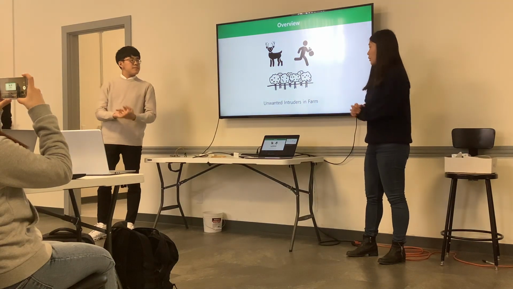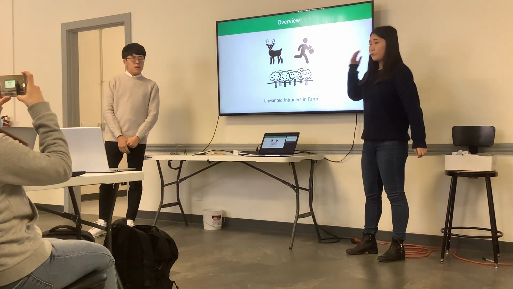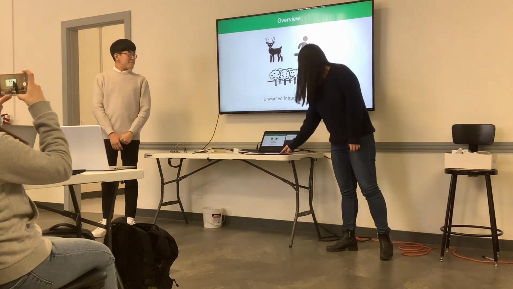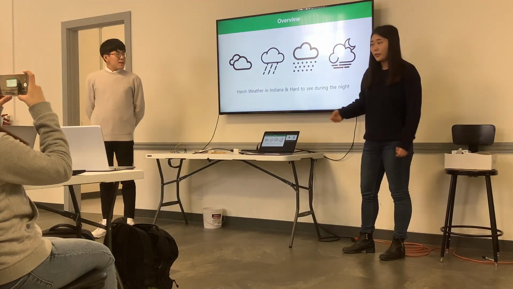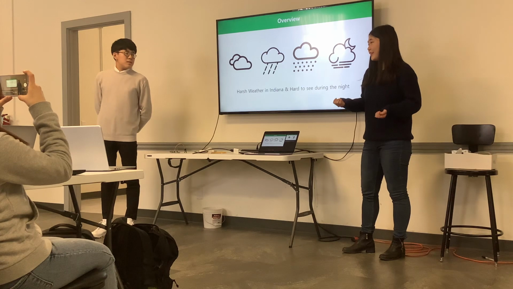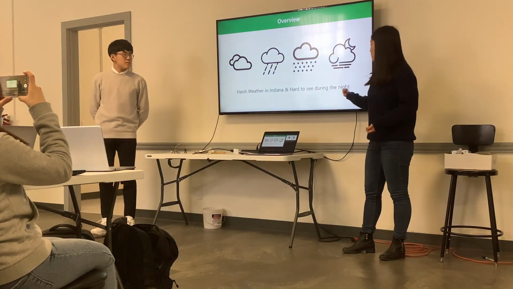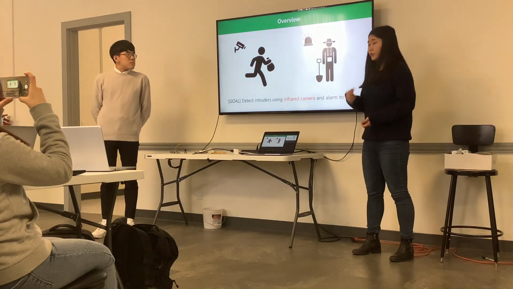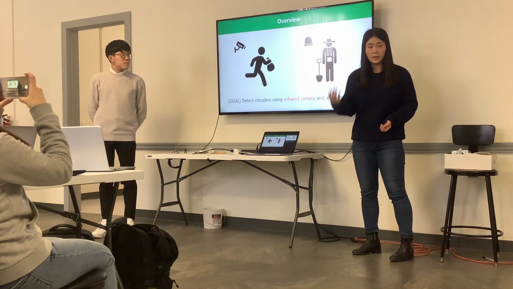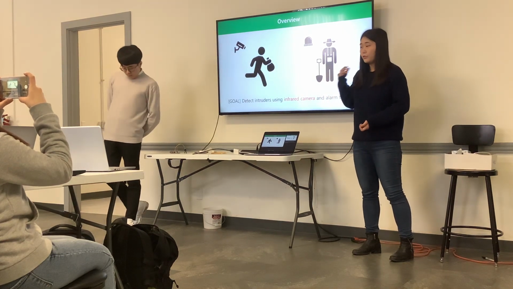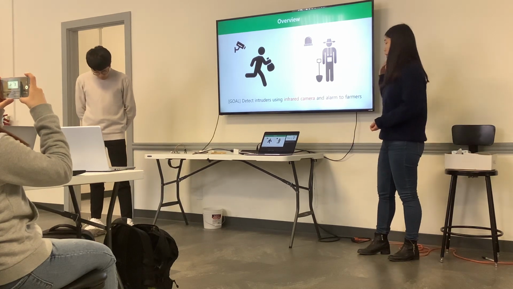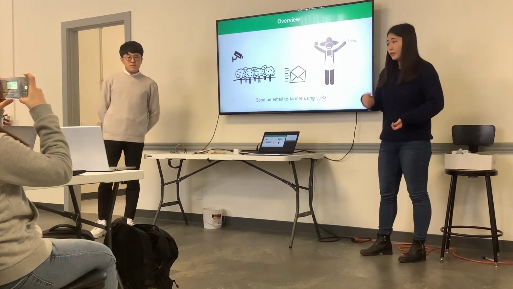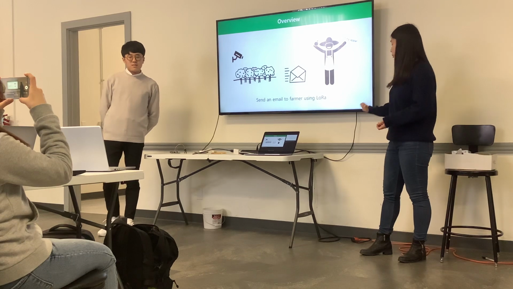So let me explain our topic in a nutshell. There are farms in this world and even more animals and some bad guys. And as you experienced yesterday, the weather here in Indiana is not really good. And it is hard to see the intruders during the night. So our goal is to detect intruders using infrared cameras so that we can keep detecting the intruders even during night and even in bad weather, and alarm the farmers. And if we have enough time, we will make a system that sends an email to farmers using LoRa.